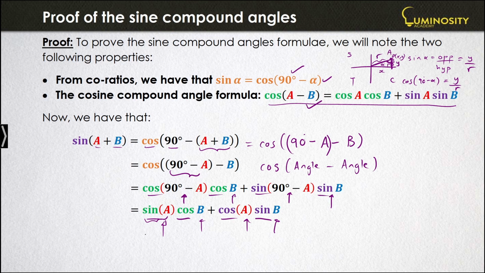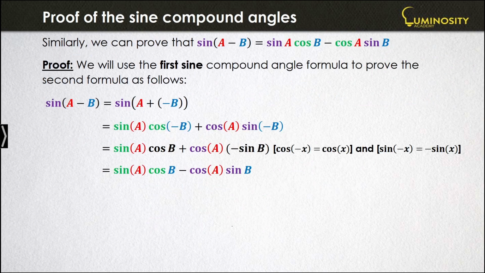So you can see sine pops up twice and cos pops up twice. And it's just that the angles alternate. So where you have sine A here, you have cos of the other angle B, plus where you have cos A here, then you have sine of the other angle B. And then similarly, we can prove that the sine of A minus B is sine cos sine of AB, AB, where the sign in the middle is negative.